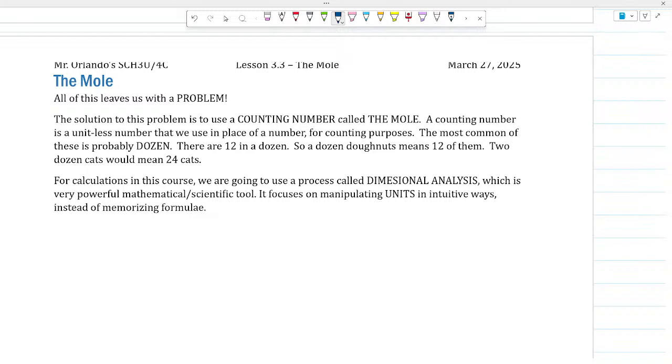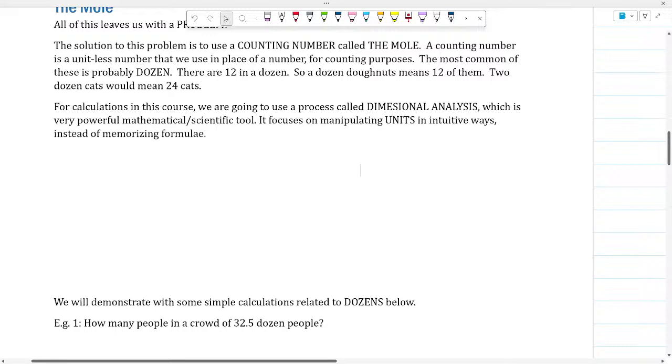And the idea is this. It's just thinking in terms of ratios and working with units. So here's the idea. In dimensional analysis, instead of memorizing a formula, here's what we'd say.